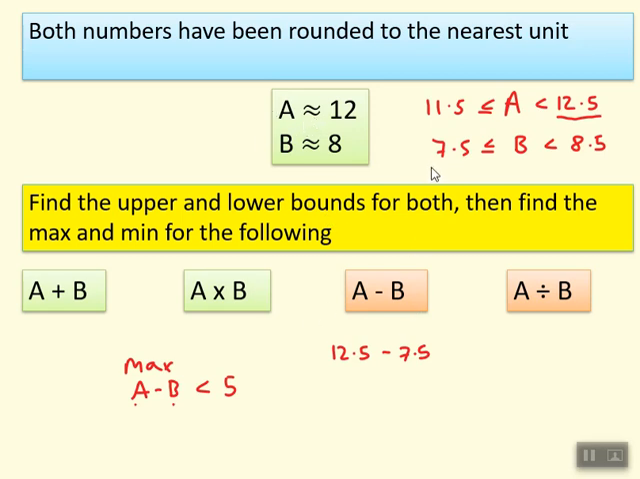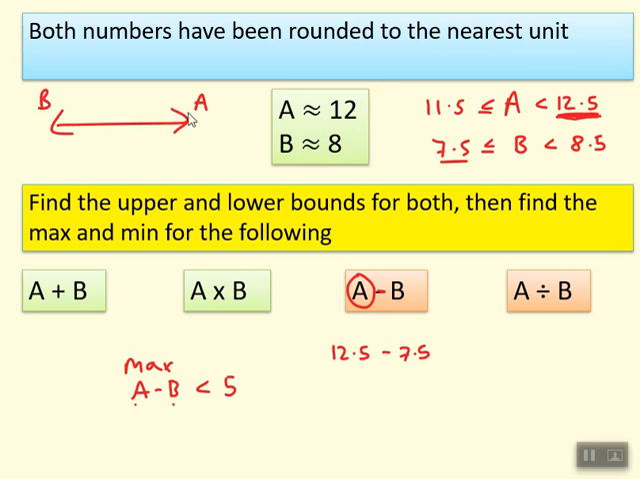Now you need to think about that, and it's kind of obvious if you really do think about it, because what we want to do is start with A and subtract the smallest possible number to get the largest possible outcome. So you start with the largest value of A and take away the smallest possible value of B, and that's going to give you the furthest gap between A and B, if you think about it.